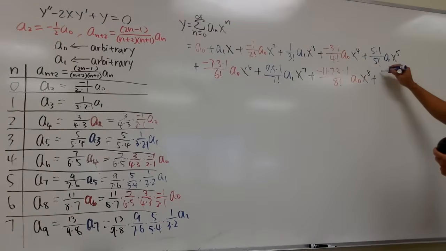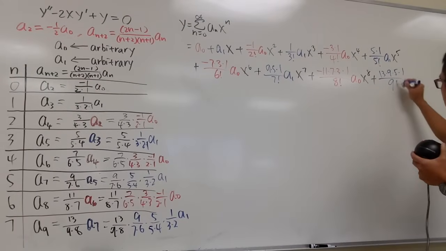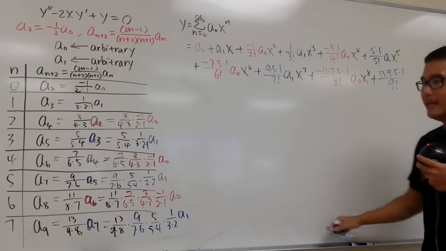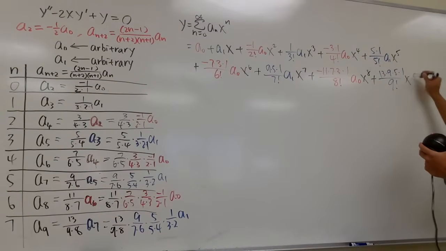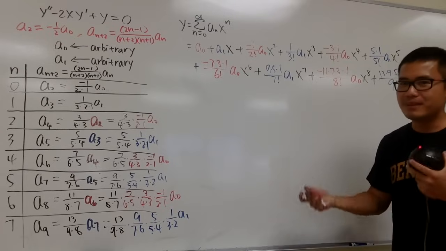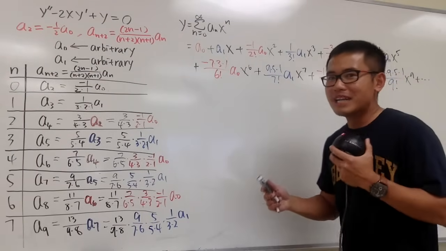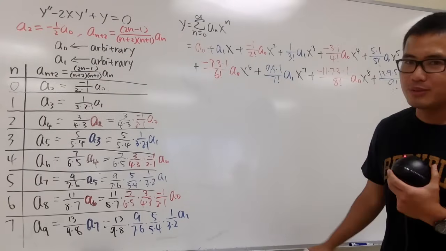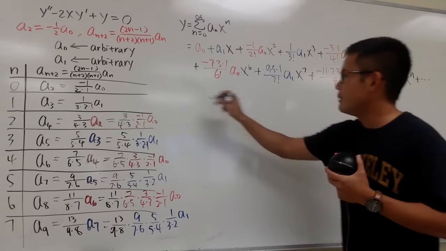I will write down 13 times 9 times 5 times 1 over 9 factorial. And then we multiply this by x to the 9th power. And then this keeps on going forever. All right, so this is pretty good. It's the expanded form, but we can make it better. We are going to put all the terms that have the A0 first and then factor out all the A0, right? So that's all the coefficients in red. And let me do that right here.